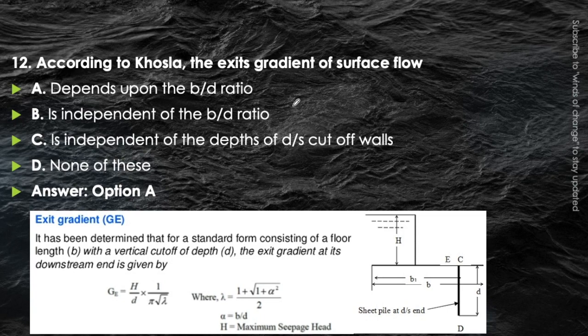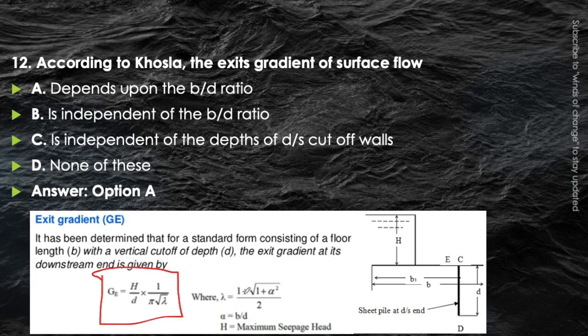It will be dependent upon the B by D ratio and it will also depend upon the downstream cutoff wall depth. This is the downstream cutoff wall, the depth of it is D, and it depends upon D because the exit gradient according to Khosla is given by H upon D times 1 upon pi root lambda. This is the formula in Khosla's theory to find out the exit gradient.